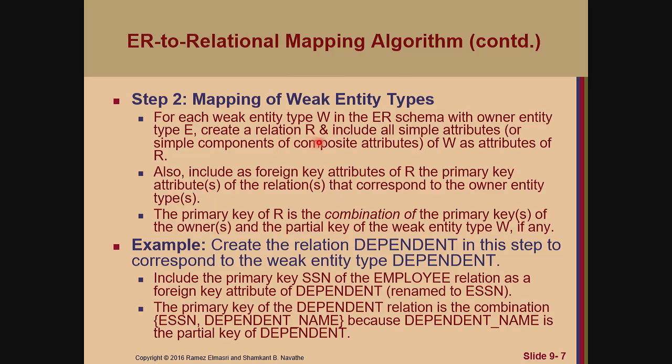Okay, new one. Include all simple attributes of the weak entity. Also include as foreign key attributes the primary key attributes of the relations that correspond to the owner entity type. The primary key of R is the combination of the primary key of the owner entity and the partial key of the weak entity type W, if any.